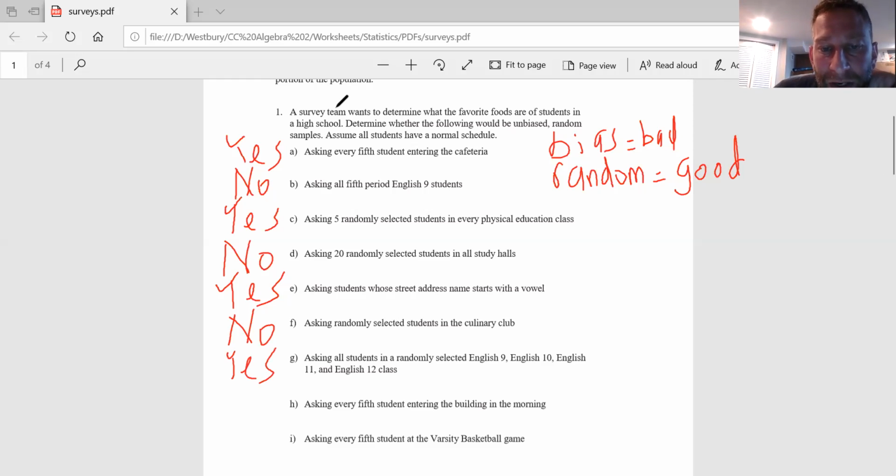Asking every 5th student entering the building in the morning. Is it random? Yes. Does every student have a chance of being chosen? Yes. We're assuming every student comes to school, not like Westbury High School, haha. And finally, asking every 5th student at the varsity basketball game. Does every member of the population have a chance of being chosen? No, not everybody goes to the varsity basketball game. You're getting all the sports people, they're probably all like fries and nachos. So no, that is not a good sample. There's bias because you're talking to sports fans, not the entire population.